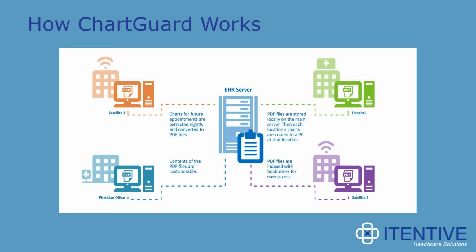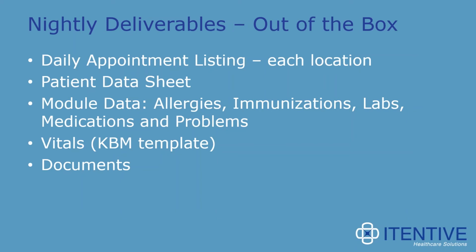Engine creates the charts, that happens overnight, and pushes them out to each of the locations to a designated network share. So it's very straightforward in its architecture. All the complexity is in the engine's ability to render all that different information. So what actually ends up in the chart?